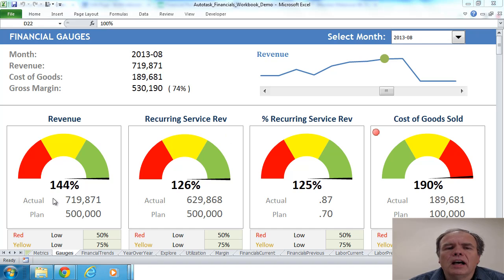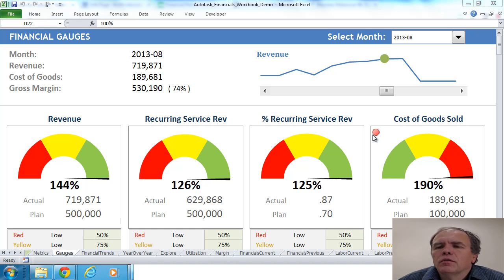selected August, I can see that I'm 144% of revenue. I can see 26% of recurring service in terms of my target for recurring service. Percentage, 125%, but my cost of goods is over, and it's marked with an indicator.